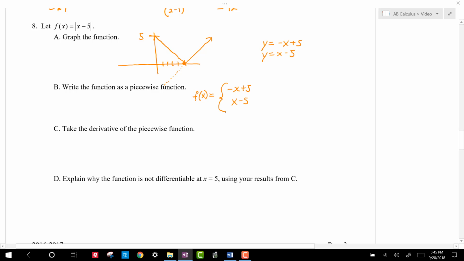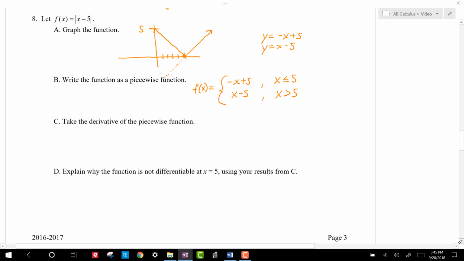Now I do need some restrictions since it's a piecewise. This first graph only gets to go until x is equal to 5, so I need to say x less than or equal to 5. And because I included 5 on the first graph, I need to exclude it on the second graph. So I'm going to say x is greater than 5 on the second graph. You can't use the equals in both parts.